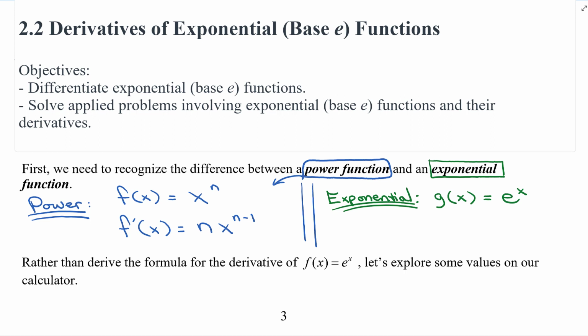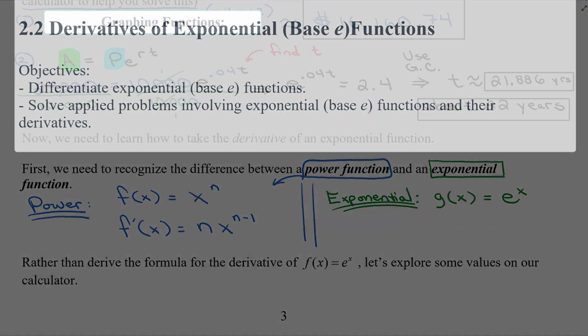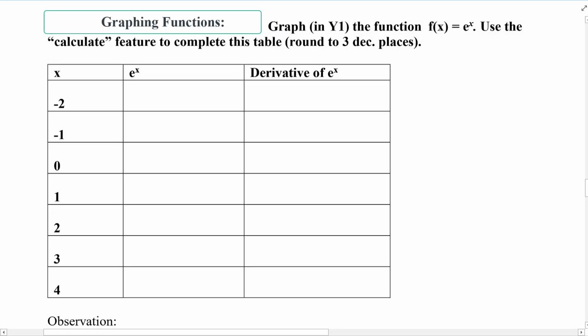So rather than derive the formula for the derivative of f of x equals e raised to the x power, let's explore some values on our calculator, and by looking at those values, let's try to figure out what the derivative of this function would actually be. So let's see the table of values that we're going to be filling in to compare the values between f of x equals e raised to the x and the derivative of f of x equals e raised to the x. Graphing functions.